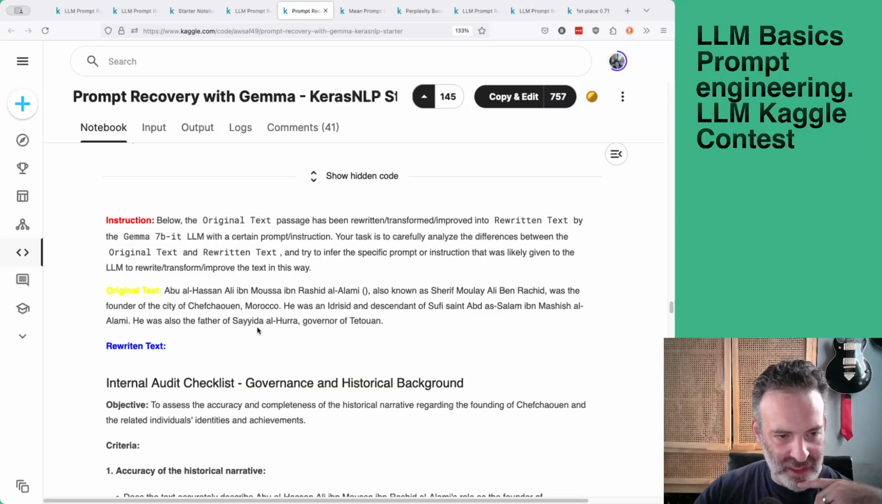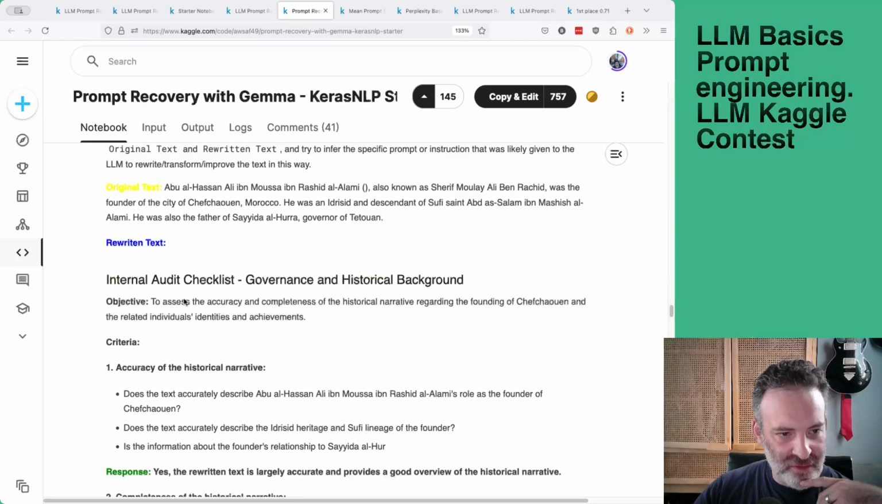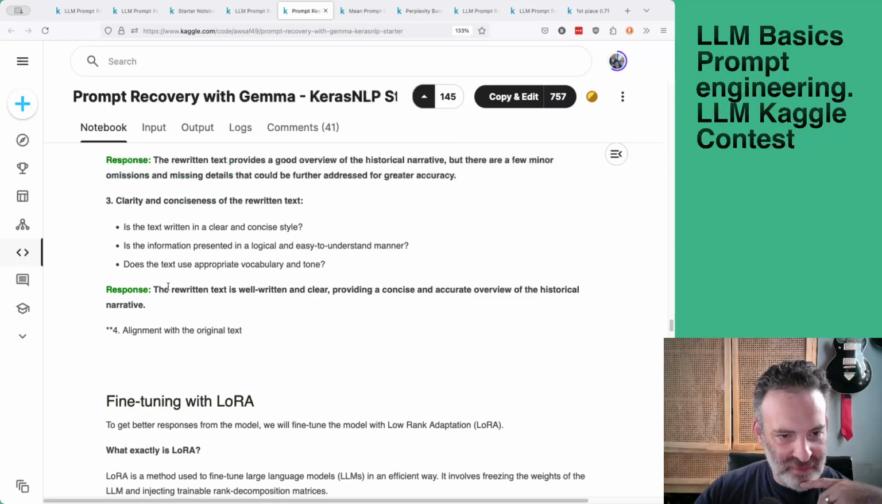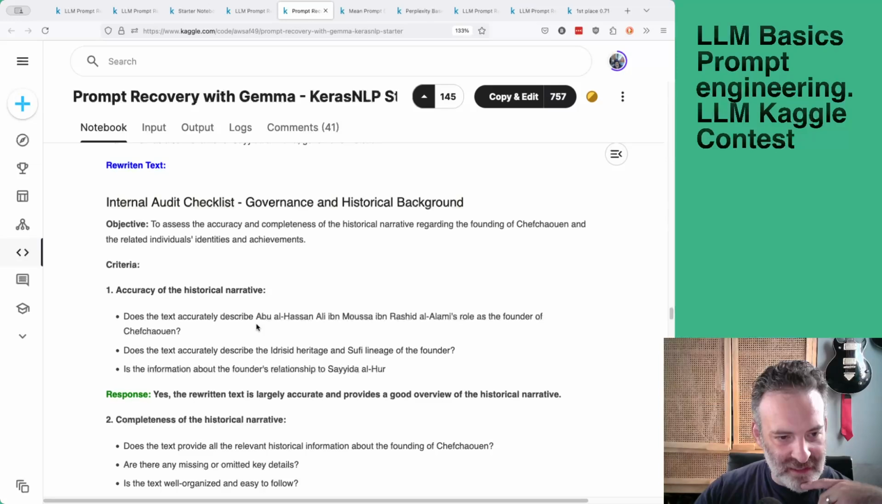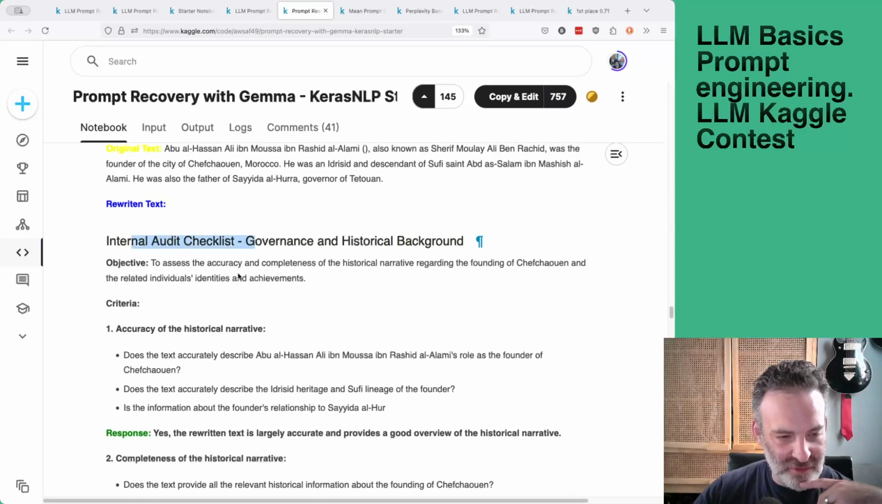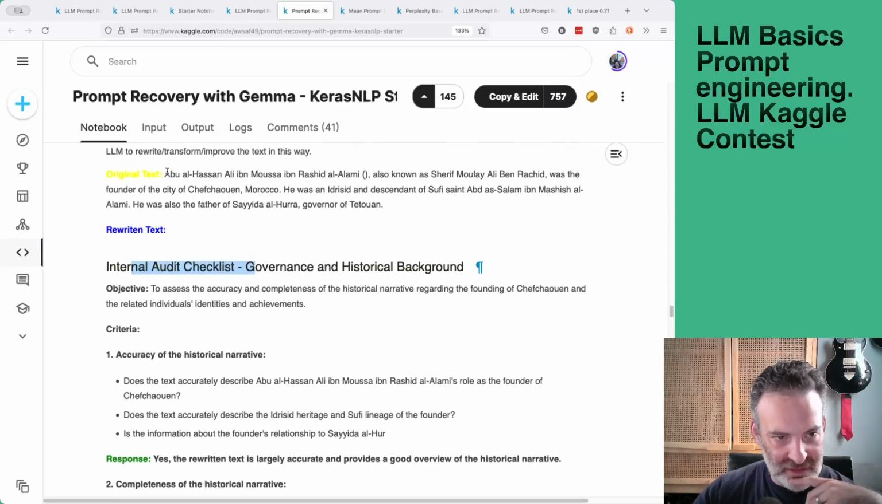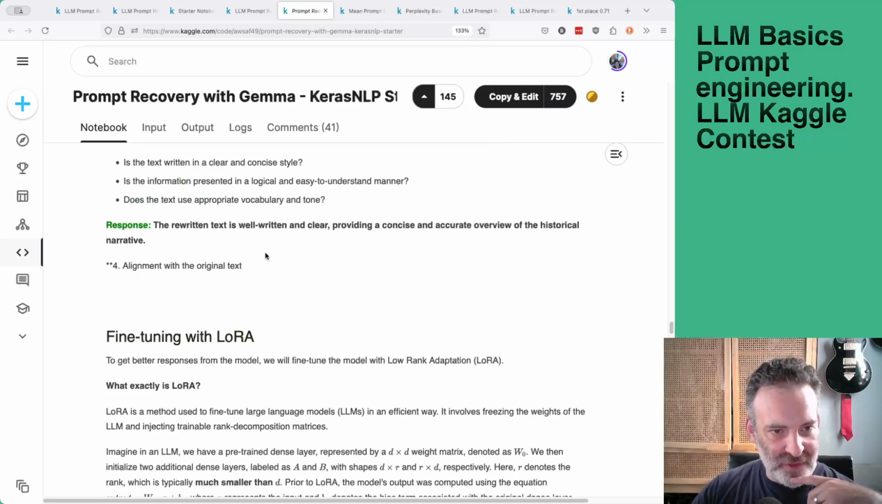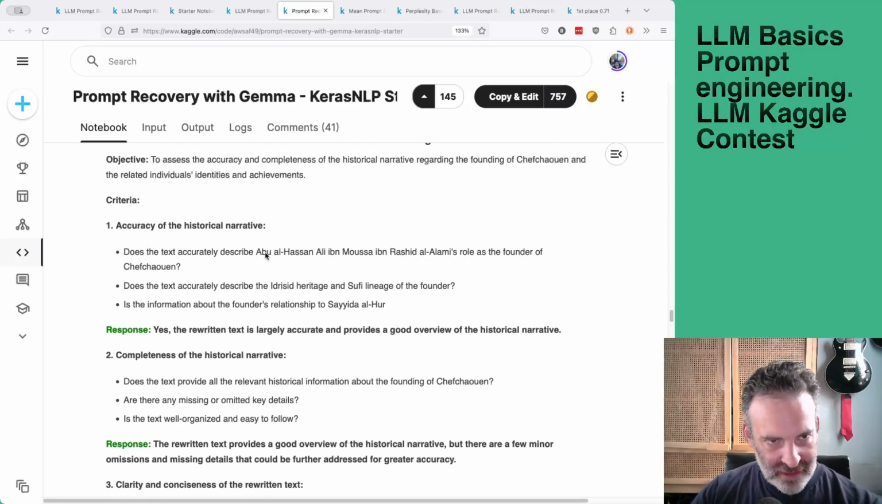Same thing here. We have the original text, the rewritten text, and the example here is that it was rewritten as an audit checklist of the biography of this person. So fine, it works okay. It's not going to get anywhere near the top of the leaderboard.